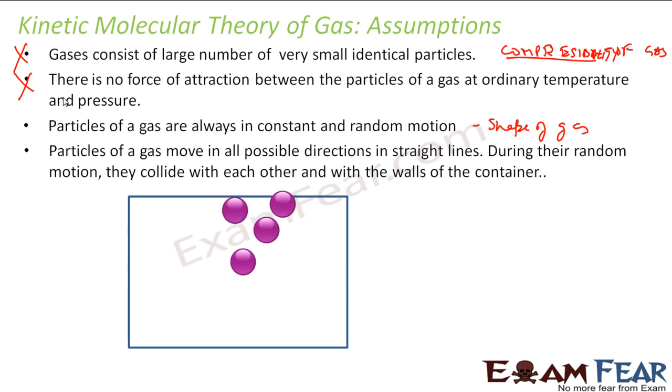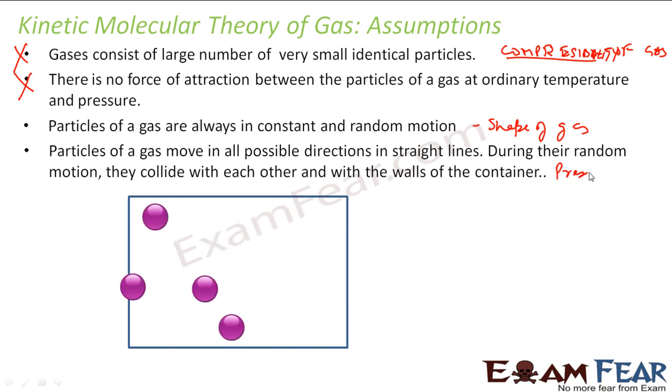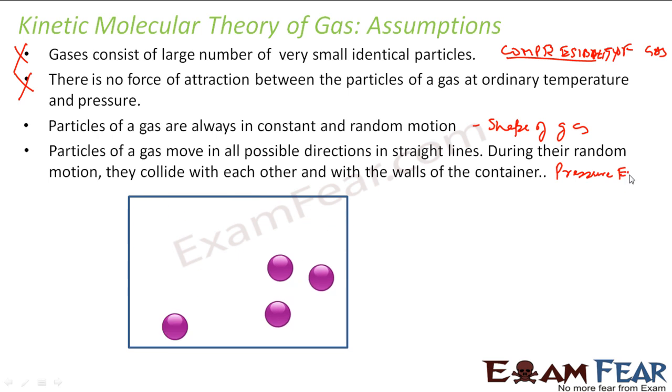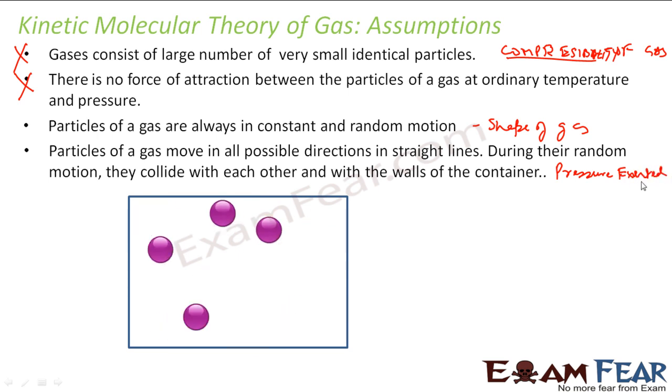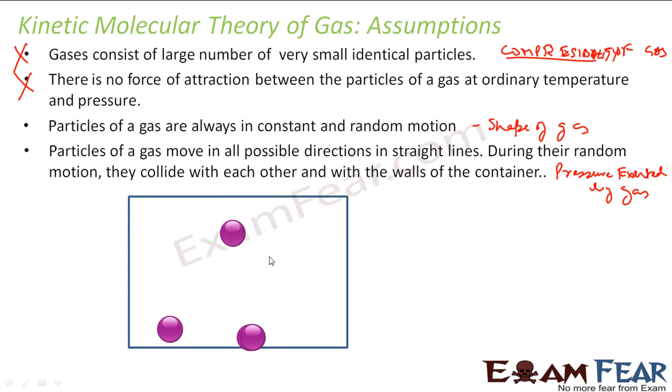The fourth assumption is that particles of the gas move in all possible directions in a straight line. And during this motion, they collide with each other. And this explains the pressure exerted by gas. When these molecules collide with the wall of a container in which the gas exists, it creates pressure.